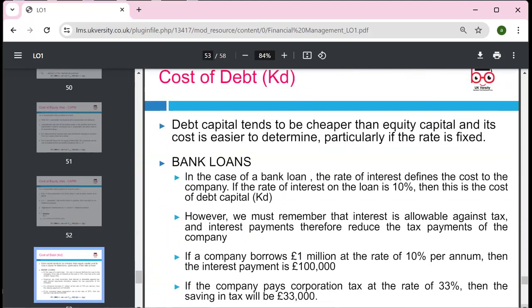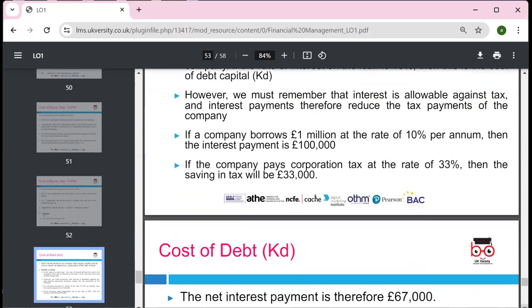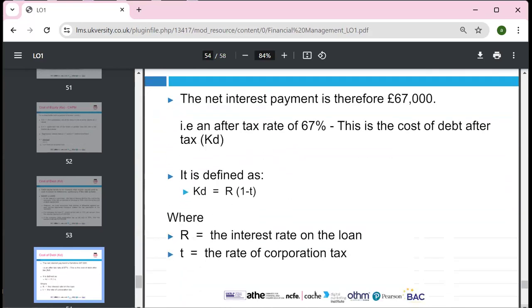For the cost of equity and capital, like a bank loan, we can calculate the share. If you borrow 1 million at 10%, you pay that interest. If the company pays corporation tax, of course, the effective cost of the 10% will be lower, so it is 23 you pay. That is the way we can calculate the cost and the net effect of each of these.